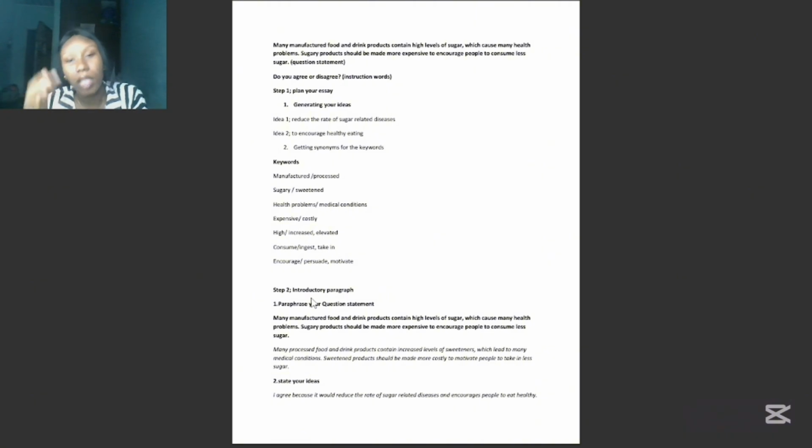So let's look at our introduction paragraph and see how we write them. The first thing you do is to paraphrase your question statement. What do I mean by paraphrase? Rewrite it in other words. Use your synonyms to rewrite your question statement. Just rewrite it in your own words, in your way of understanding. But please do not change the meaning. Do not change the meaning of what it is, but rewrite it in your own words.